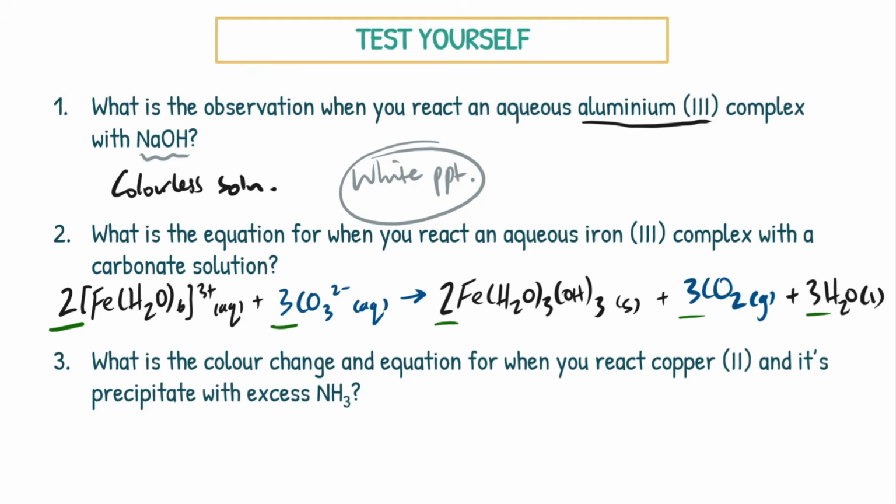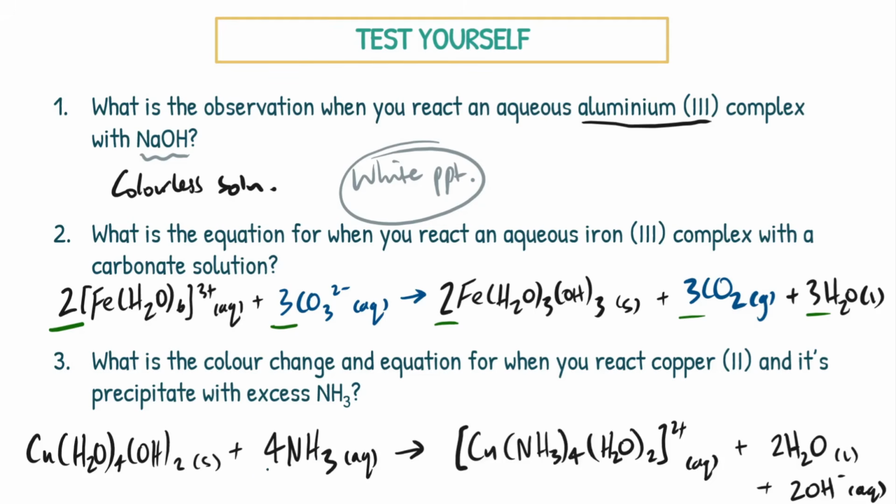So last one then, question 3, color change and equation this time for copper 2+ with excess ammonia. All right, so I've written out the equation here, guys. 4 moles of NH3. This is the excess equation you need to remember. And we're starting with our precipitate, okay? We're not starting with our hexaaqua complex. We're starting with our precipitate right here, a solid, and we're forming this complex right here, okay?